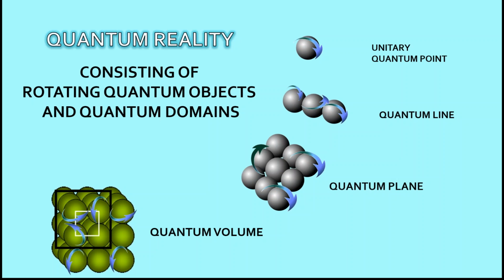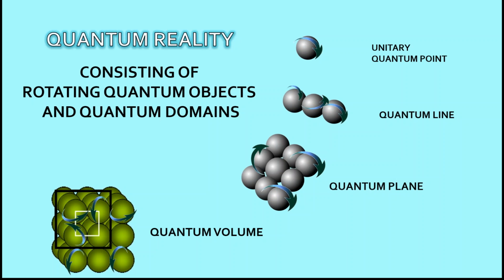In the current paradigm, a point has no extent and therefore has zero dimensions. In quantum reality, however, there is no such thing as a dimensionless point. A point is simply the smallest possible quantum volume. That volume is the volume of a true unit as defined in previous videos.